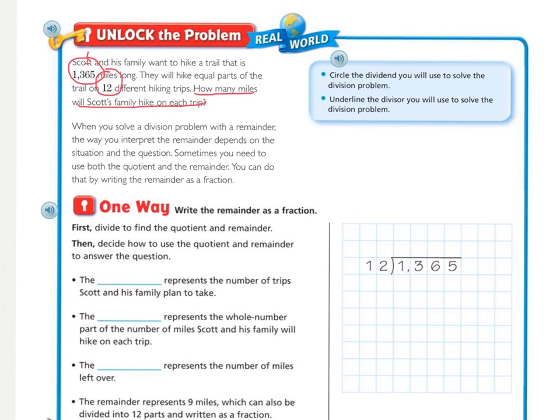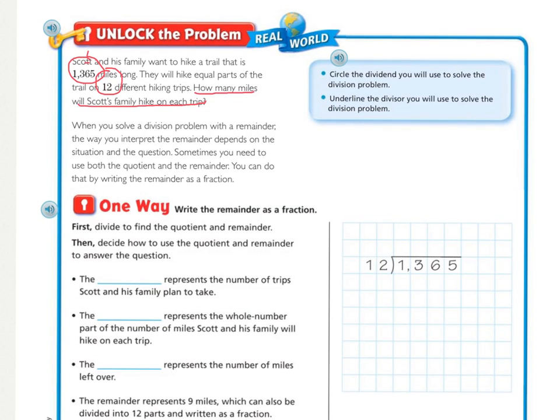When you solve a division problem with a remainder, the way you interpret the remainder depends on the situation in the question. Sometimes you need to use both the quotient and the remainder. You can do that by writing the remainder as a fraction.